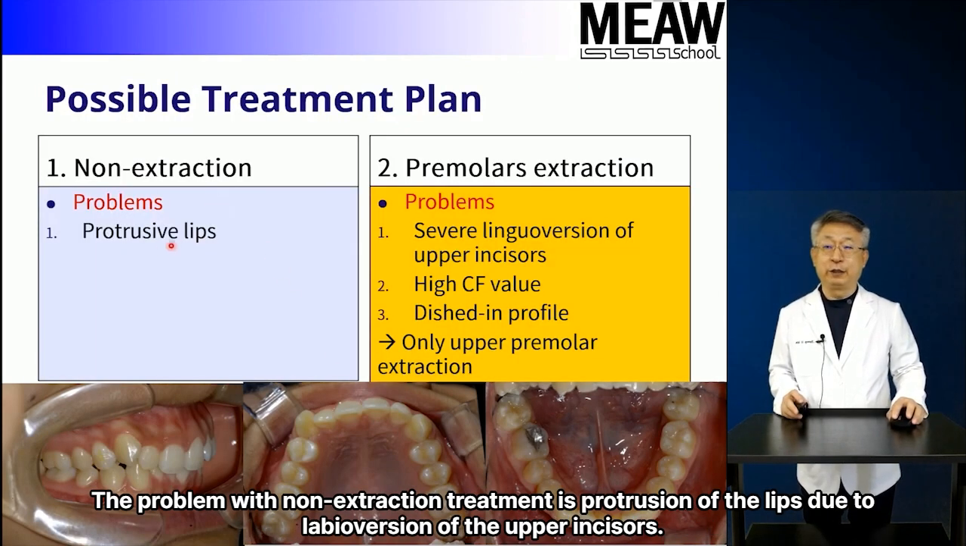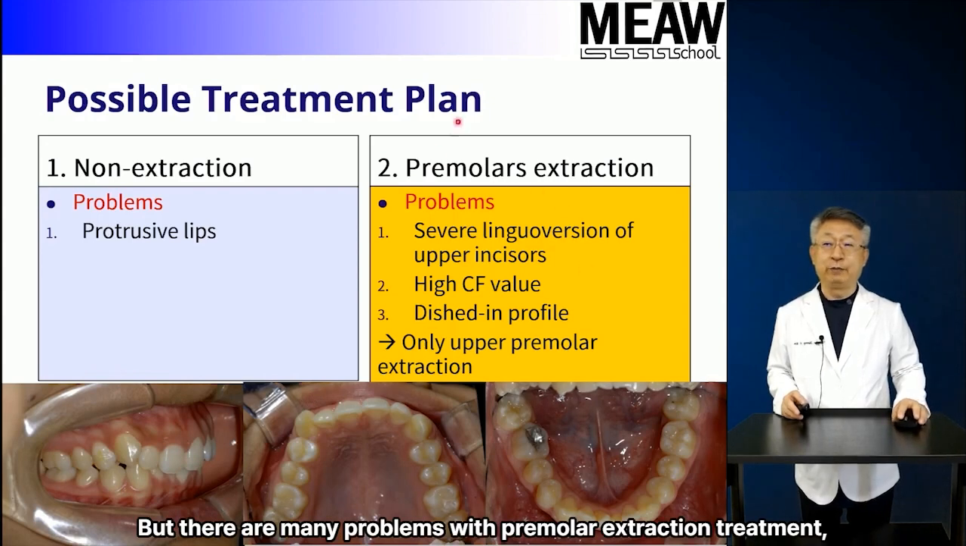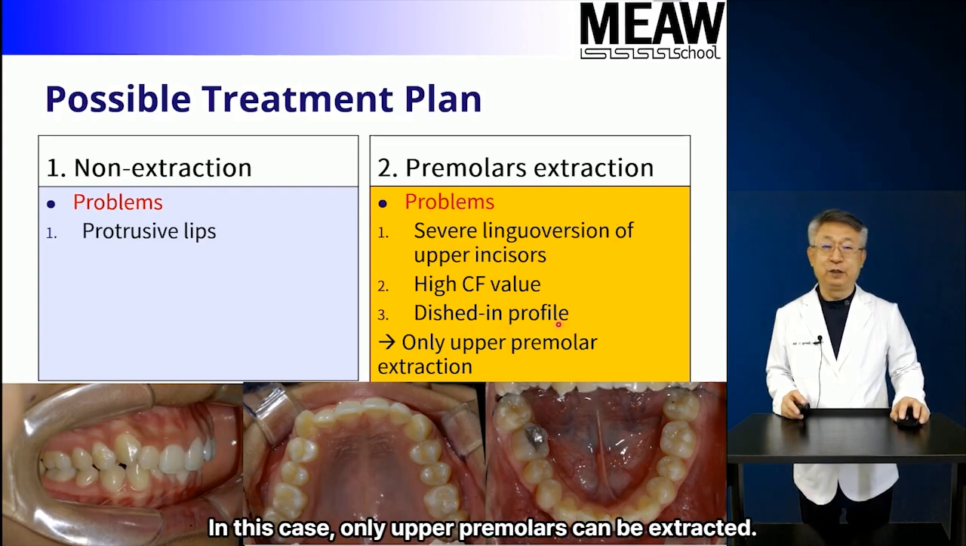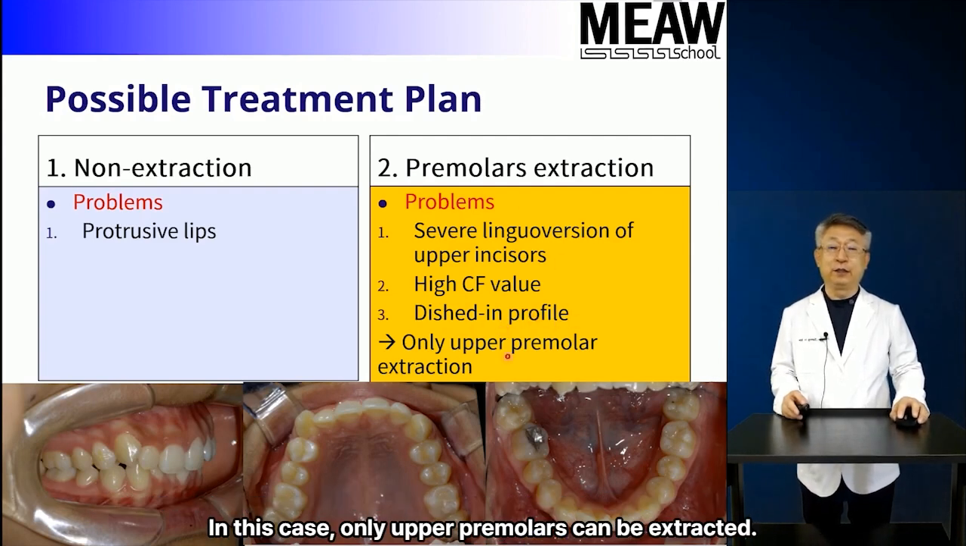The problem with non-extraction treatment is protrusion of the lips due to labioversion of the upper incisors. But there are many problems with premolar extraction treatment, which are severe linguoversion of the upper incisors, high CF value, and likelihood of dished-in profile. In this case, only upper premolars can be extracted.